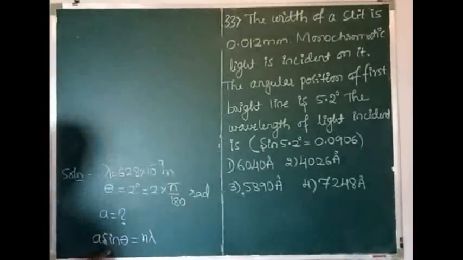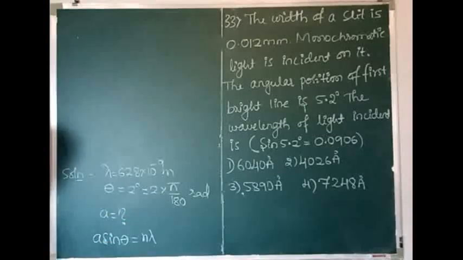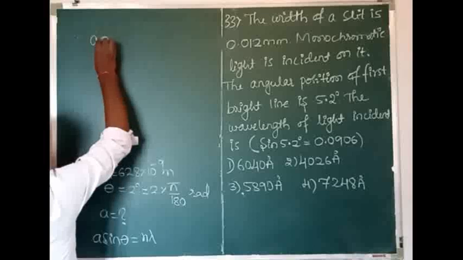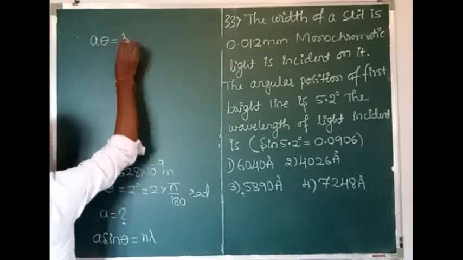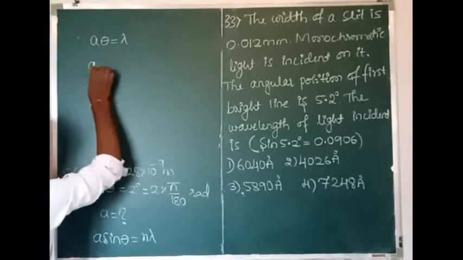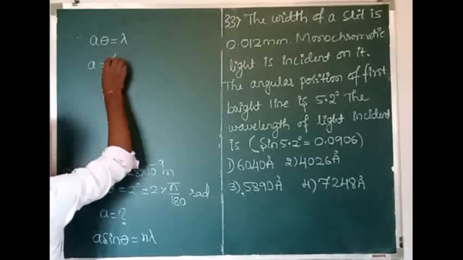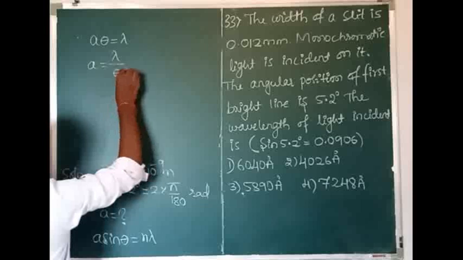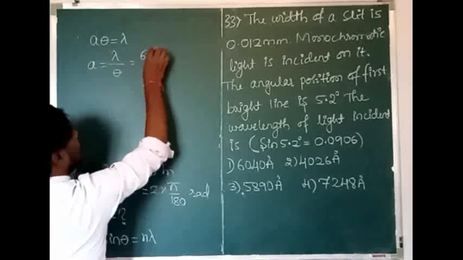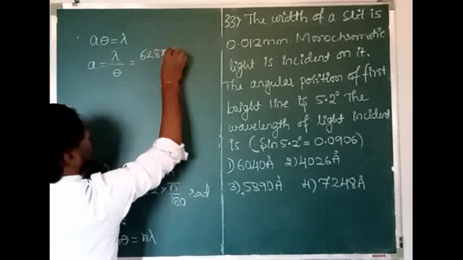Then for the small angle, 2 degree is a small angle, so sin theta can be taken as theta. That is A into theta is equal to lambda. Okay. Then what is our aim? Our aim is to find A. Then A is equal to lambda by theta. Then what is lambda given? That is 628 into 10 to the power of minus 9.